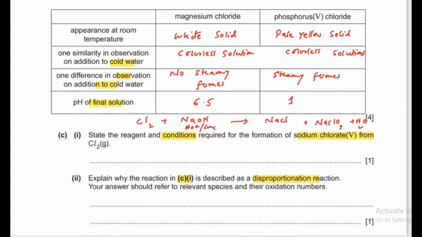If we replace it with cold and dilute sodium hydroxide, we will get sodium chlorate 1, which is NaClO. So just one product changes. Instead of NaClO3, we get sodium chlorate 1 when we use cold and dilute sodium hydroxide. So the answer is that sodium chlorate 5, NaClO3, will form when we react chlorine with hot and concentrated sodium hydroxide.